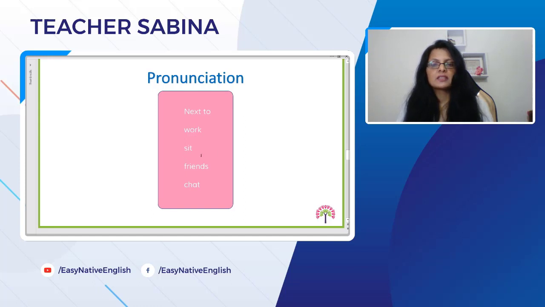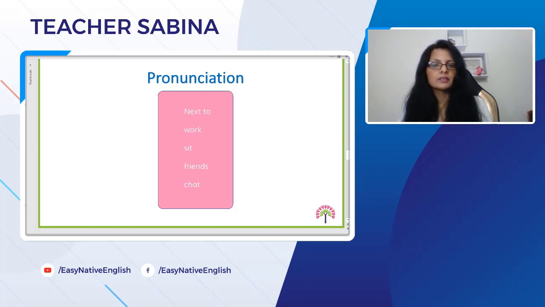Then we have sit. Now this is a CVC word, which we looked at yesterday. We have an s and an i and t. We blend them together and get sit. Sit.